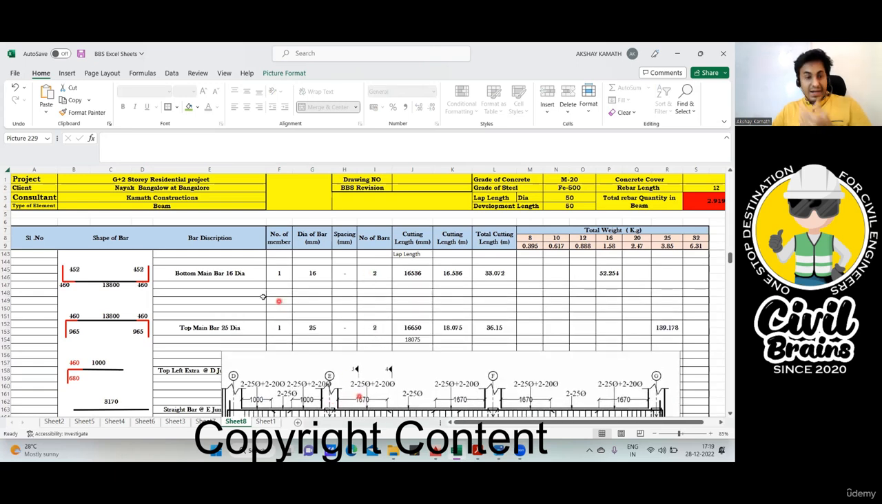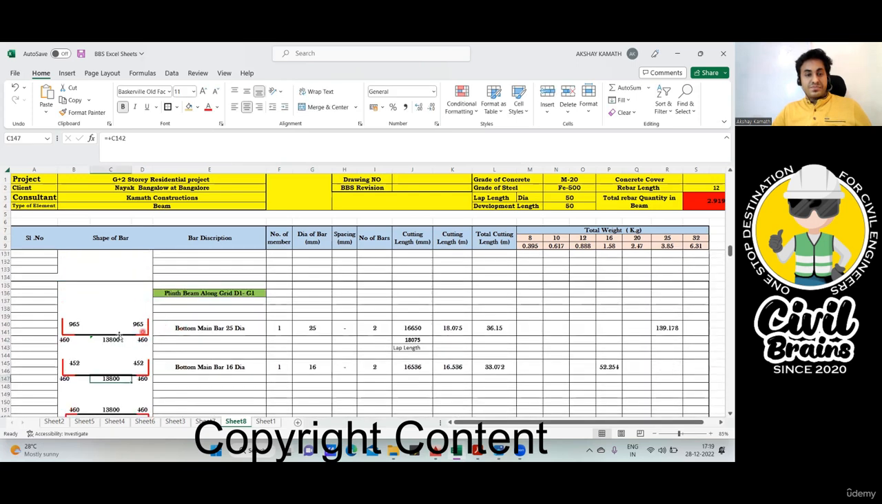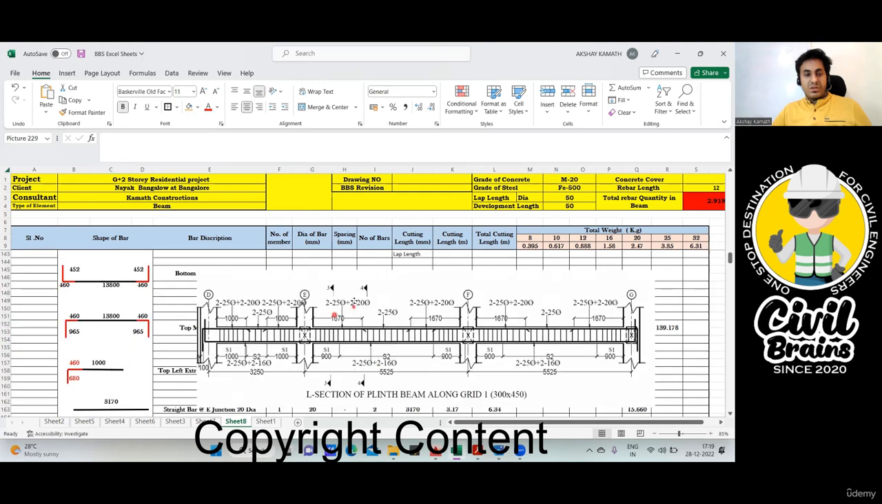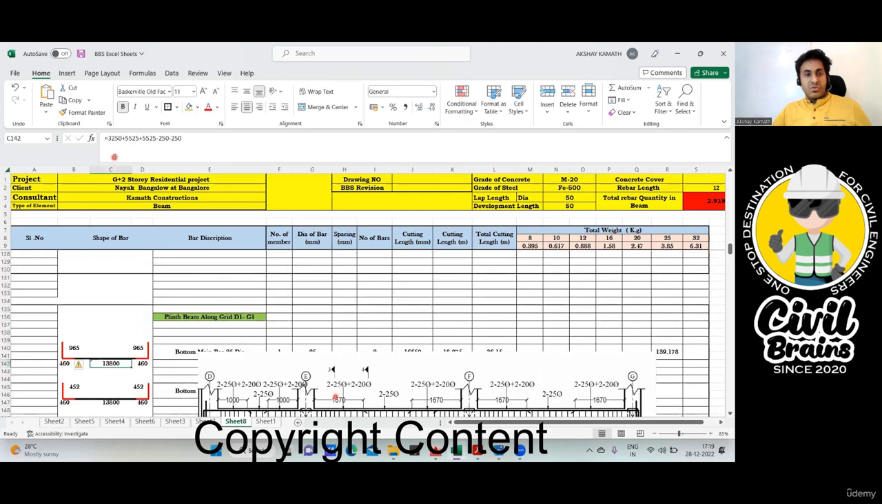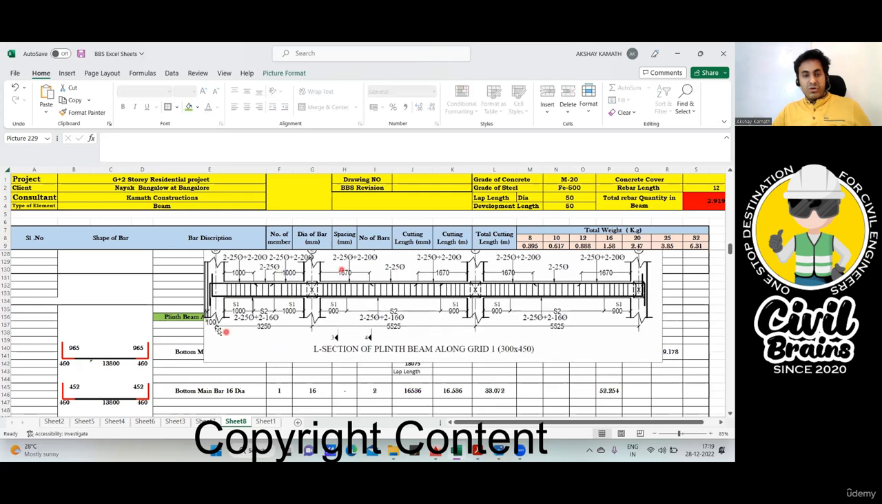Okay, fine. And this cutting length, you know how to find. So I've found this cutting length here. How did I find? It's very simple. See, what is the answer I have got here? 3250. Observe here, okay? See this. 3250 plus 5525 plus 5525.